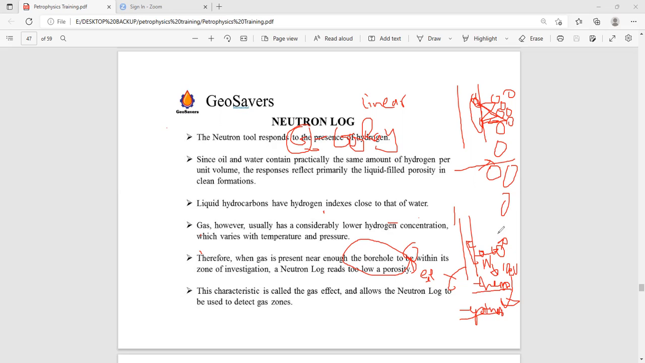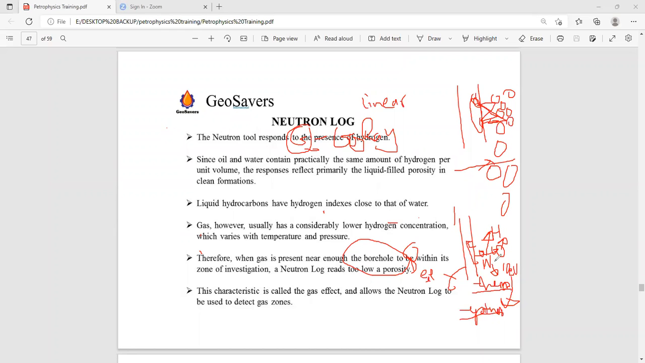So what you note now is that the slowing down of the neutron depends on the mass difference between the neutron and the particles that it collides with. If they have almost the same mass, then the slowing down becomes very great. It slows down at a very high rate. So a neutron and hydrogen have almost the same mass and almost the same size. So when it collides with hydrogen, it slows down faster than any other particle within that particular formation.